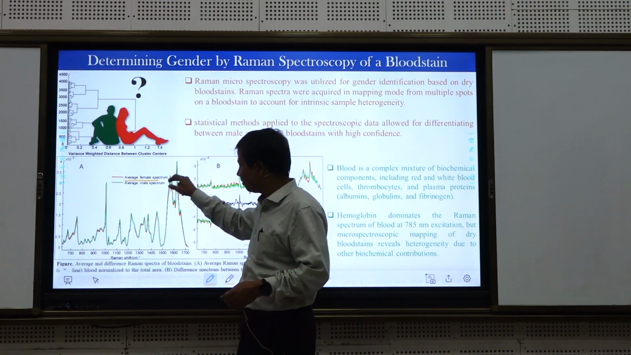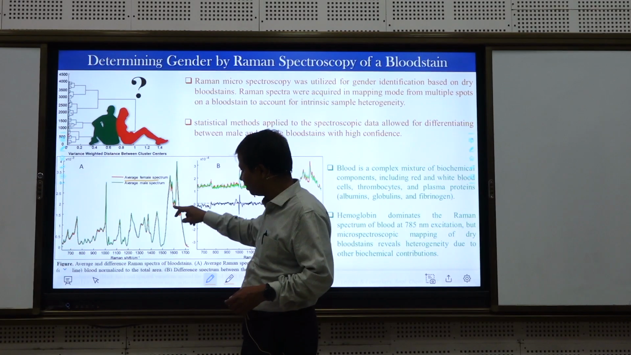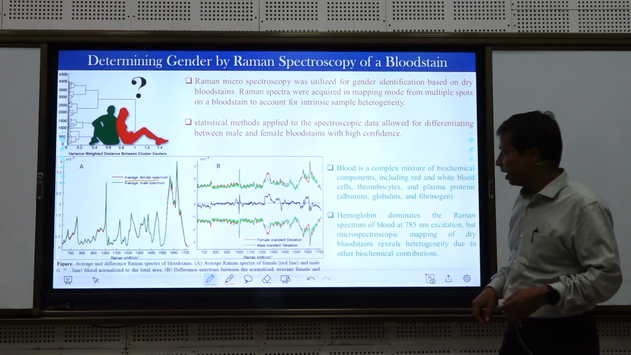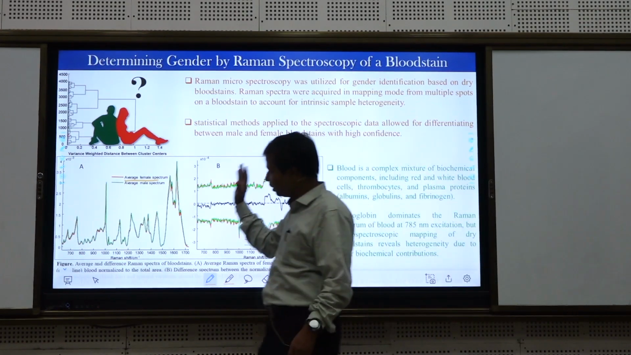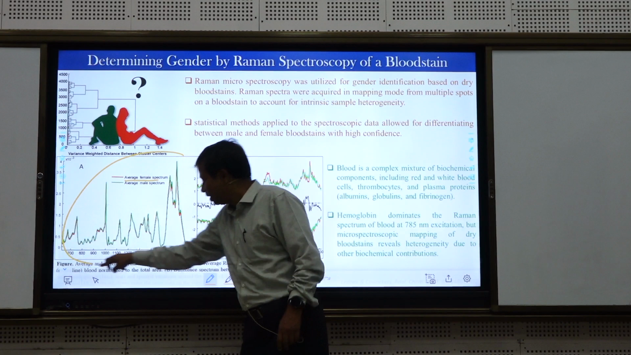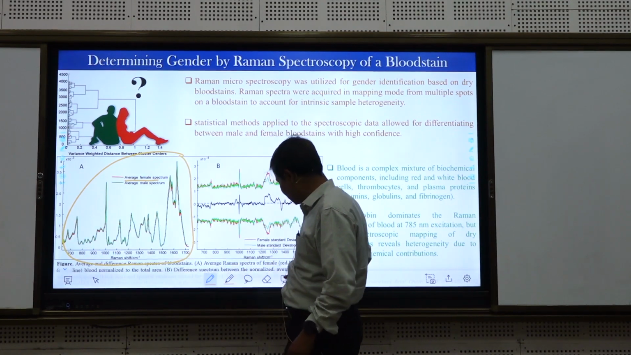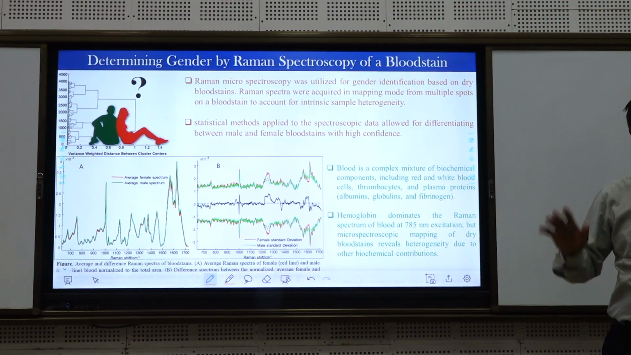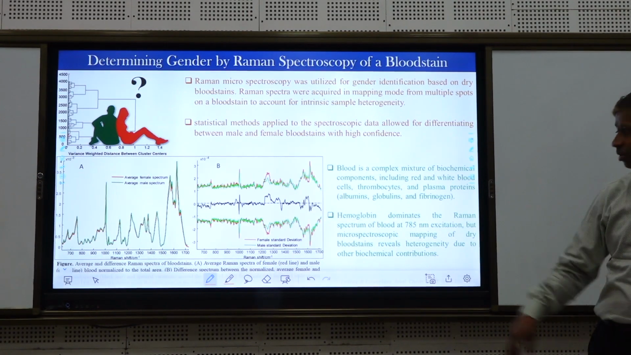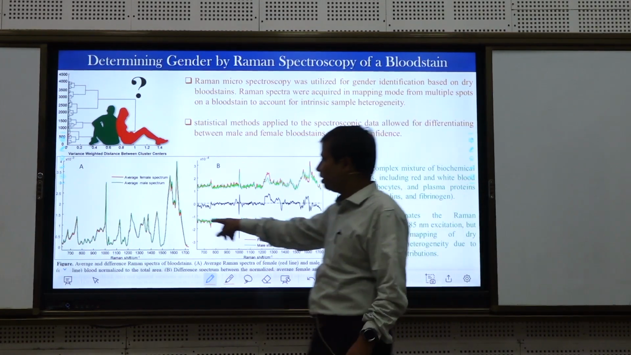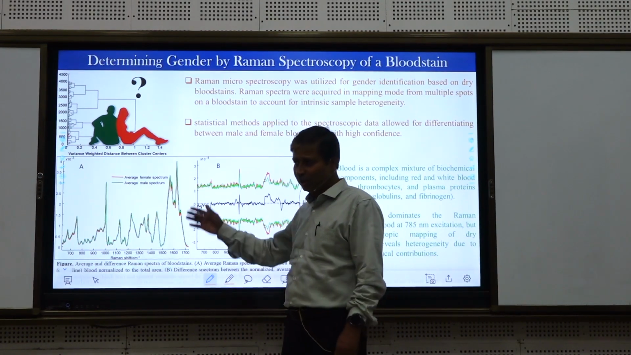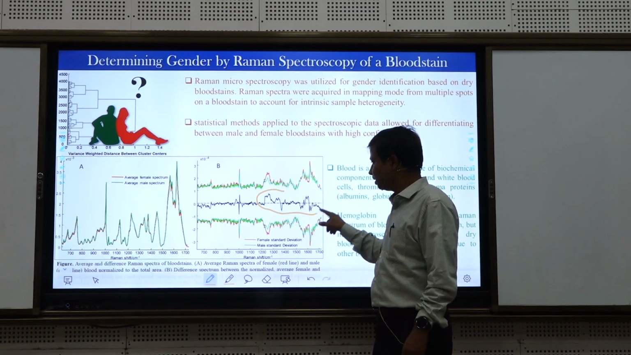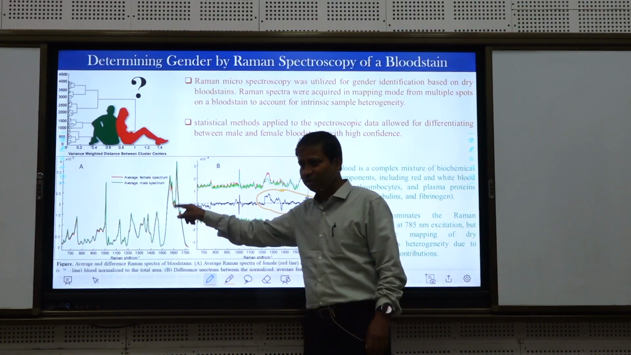These are the averages: this red one is the average blood sample of a male, and the green one is the average blood sample of a female. Just look at this, and anybody will think there is no difference between these two. So just by seeing the spectrum, it is not possible. These two spectra, red and green, are exactly the same. But when you subtract, then you see some differences. This is the subtracted one.